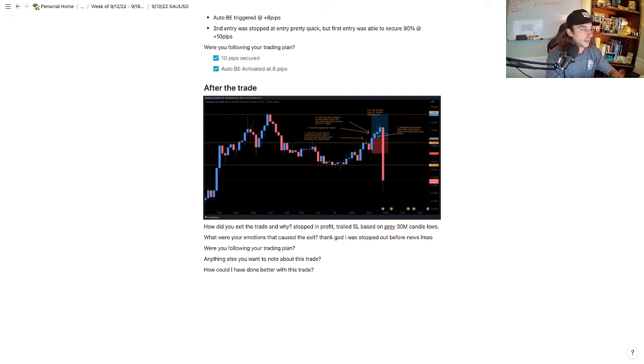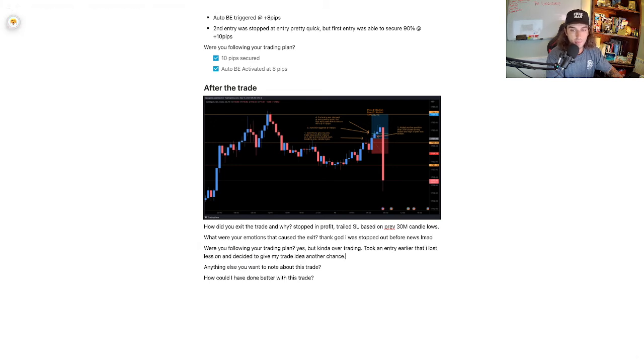Were you following your trading plan? Yes, but kind of overtrading. I took an entry earlier that I lost less on and decided to give my trade idea another chance. Pretty much I just took buys earlier. It was actually off of this candle here, and as you can see, it retraced a little bit before continuing up. But I managed risk really well on this and closed out, losing way less than I anticipated. So I decided it was okay to take this trade.